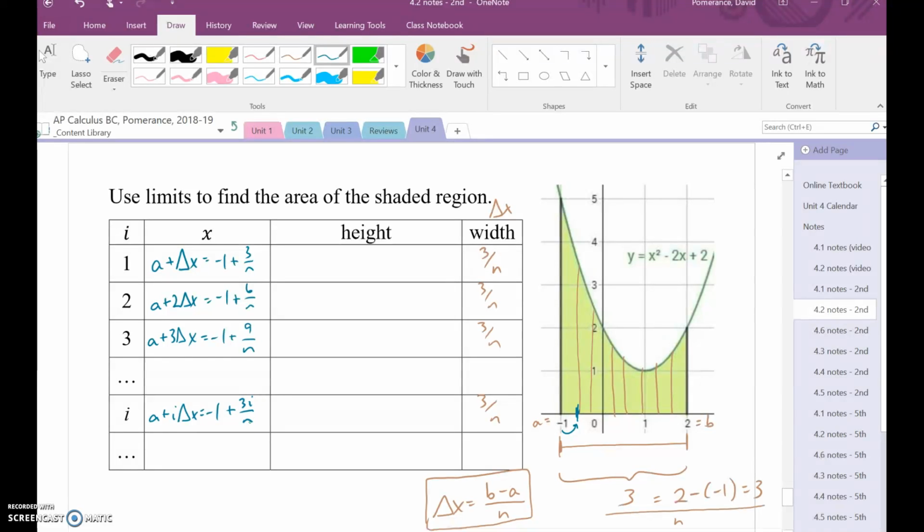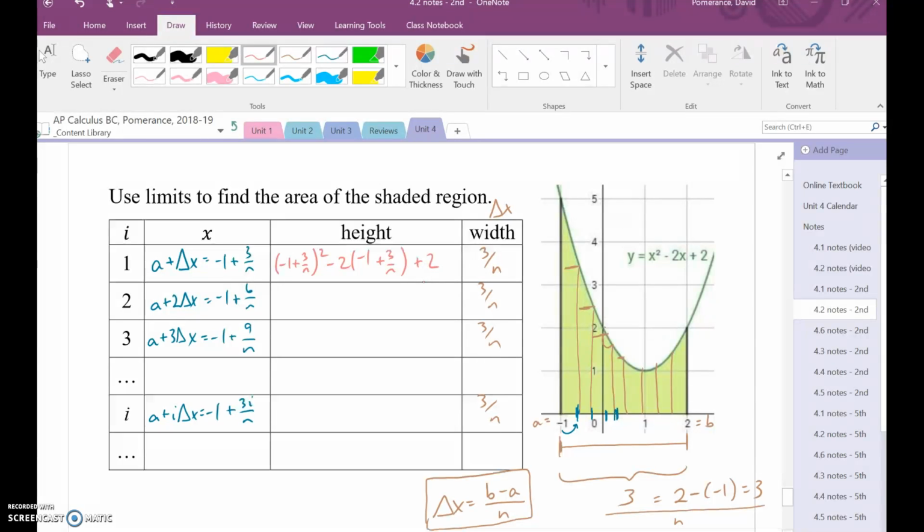And the reason we care about the x values, the first x value, the second x value, the third x value, the fourth x value, etc., is because each one of those x values determines the height of the corresponding rectangles. So we've got our first rectangle, and our second rectangle, and our third rectangle, and our fourth rectangle, etc. And so we're going to use those x values to evaluate each one of those heights. So the height at -1 plus 3 over n is going to be that quantity squared, and then minus 2 times that same -1 plus 3 over n, and then we're going to add 2.